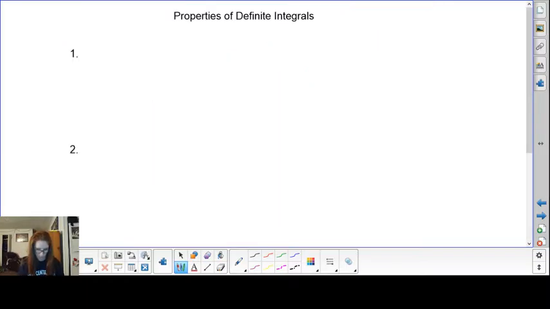Woo! Properties. I'm going to scoot these down so I can give myself enough room.